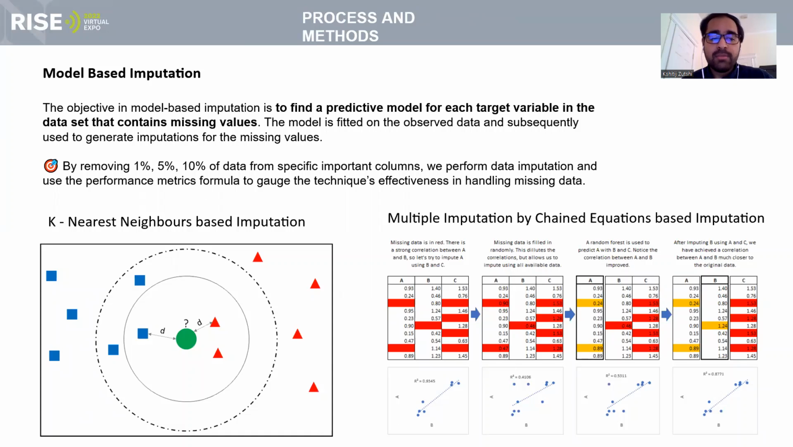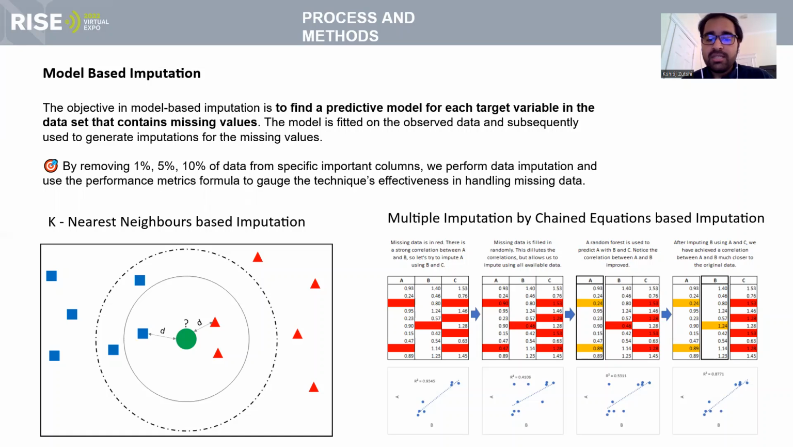I'll be doing this by removing 1, 5, 10, or some other percentage of arbitrary data from specific important columns, then performing data imputation, and gauging the performance with the performance metrics formula that I'll show later. The algorithms I'm using are k-nearest neighbors and multiple imputation by chained equations. K-nearest neighbors figures out the nearest neighbors for a particular missing value, say 5 or 3 neighbors nearest to it, and predicts the value closest to that. It's a very effective technique, better than mean imputation.